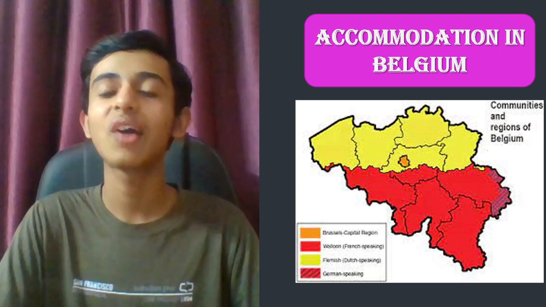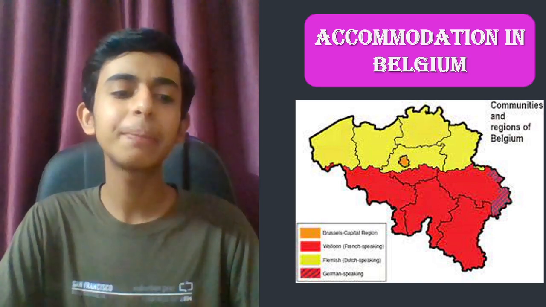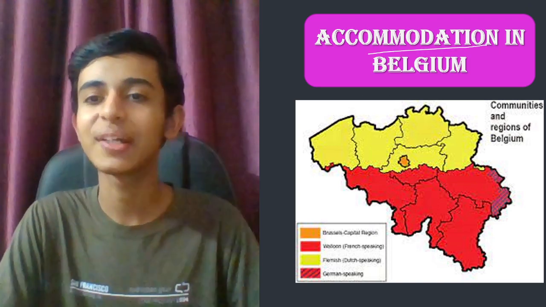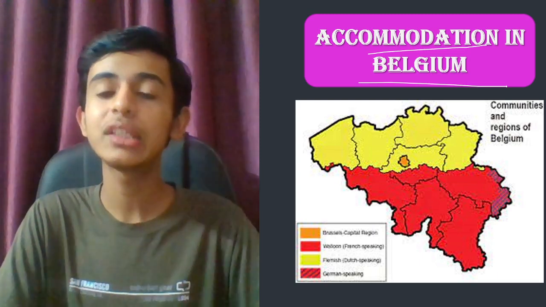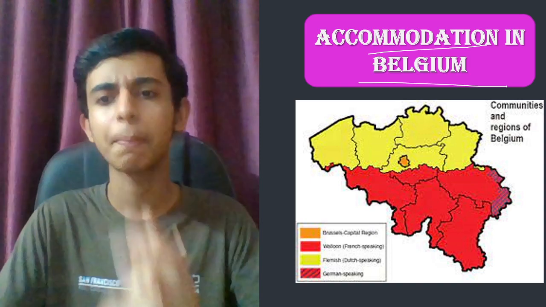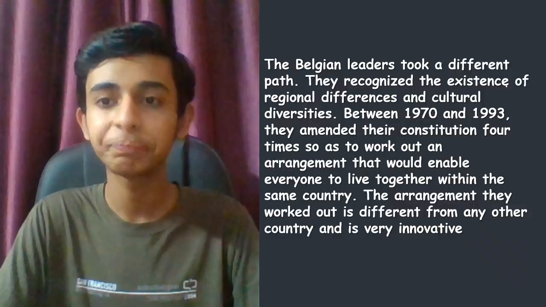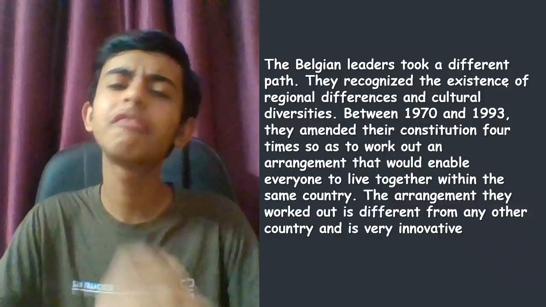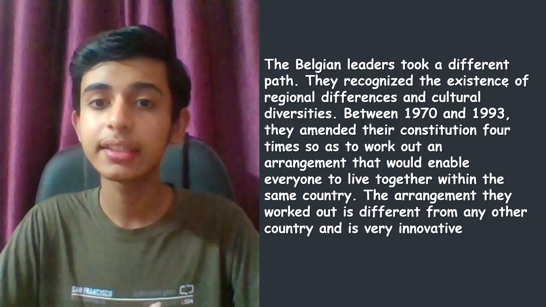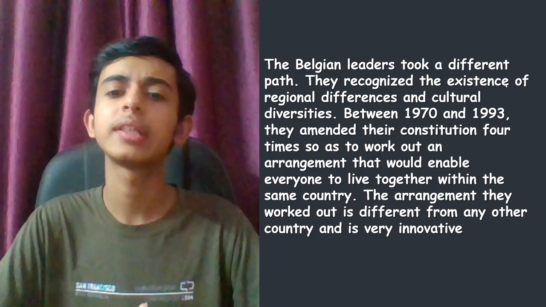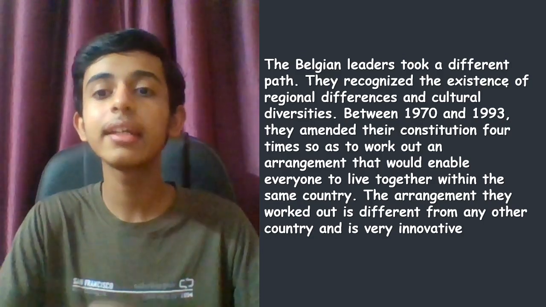Okay, coming to accommodation in Belgium. So Belgium people were very intelligent, very smart. They took another action. They took another step, which was helpful. What did they do? They took a different path. Their path wasn't like Sri Lankan people. They recognized the existence of regional differences and cultural diversities. So what they did, they recognized.